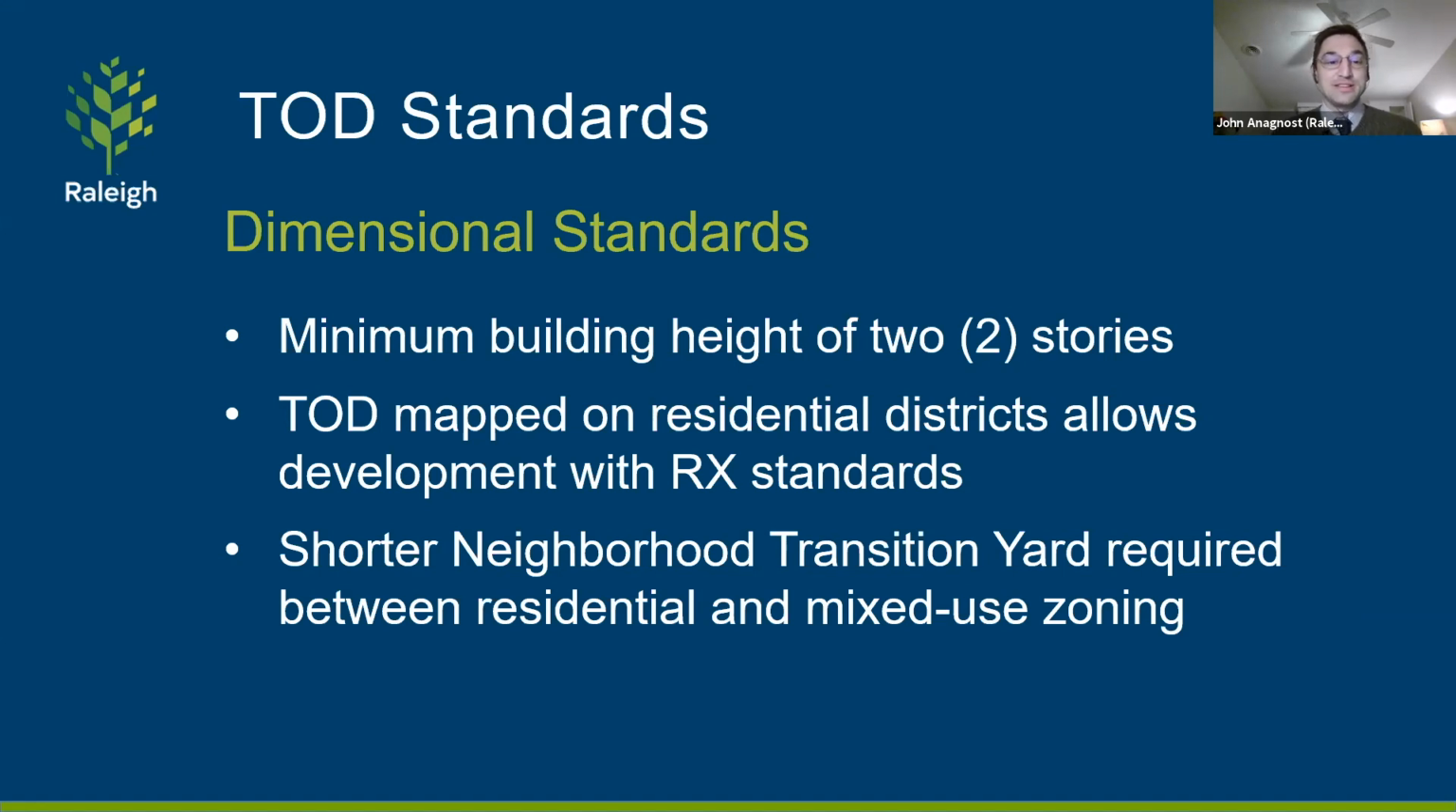And then another thing to note is if the TOD is mapped on a residential district, it would allow the development in that area to match the residential mixed use dimensional standards and building types rather than whatever the residential district is there to begin with. So as an example, residential 6 has a maximum density of around 7 to 10 units per acre. What this would do is say that can go up to 3 stories in height, and you can have apartment buildings and be built out as a mixed use district. Next slide, please.